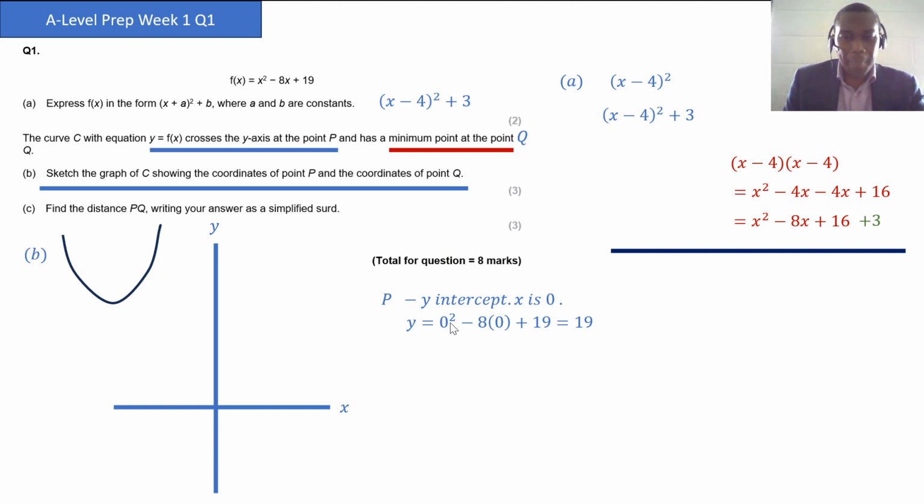So I set it up, I put in x is equal to 0, and that means we're left with 19. So P is the point (0, 19). We want to put that on the graph, don't we? So P (0, 19), and we'll put it there.